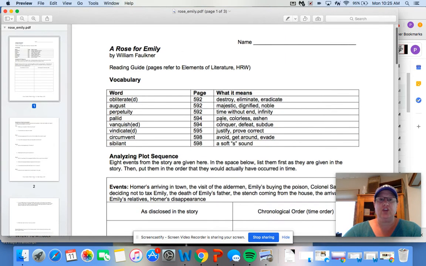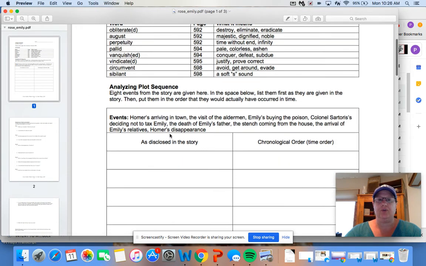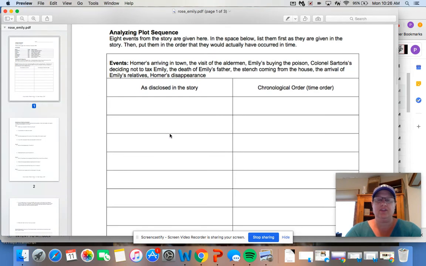So the first thing that it has up here is some of the vocab, which we've already done. We did that 2 weeks ago. So that is something that you do not have to do. But the first thing that you do need to do within this series of PDFs is the analyze plot sequence. As you can see, you have two different columns here. One is labeled as disclosed in the story. One is labeled chronological order.